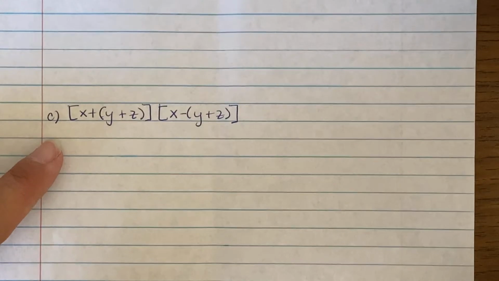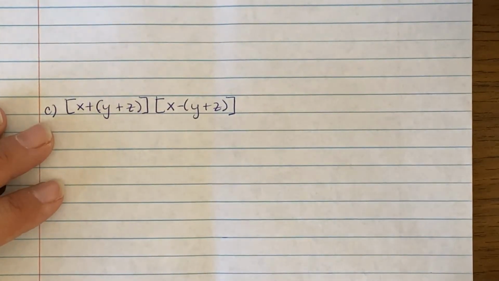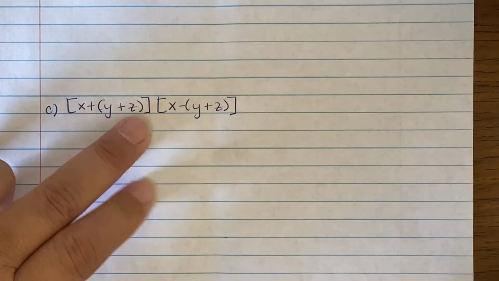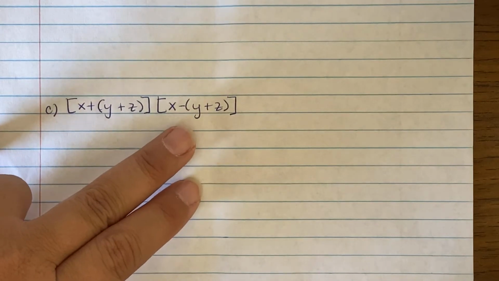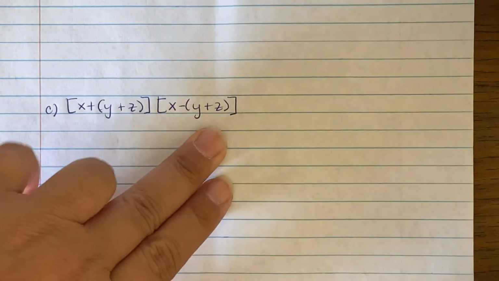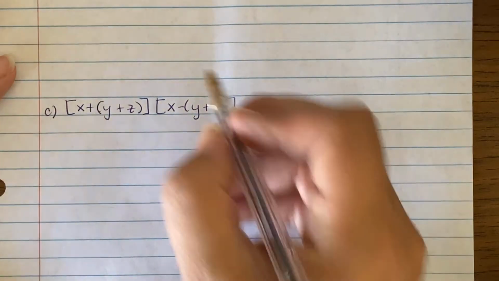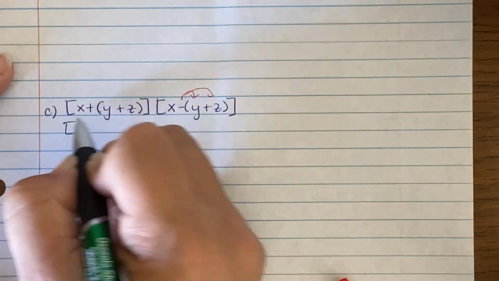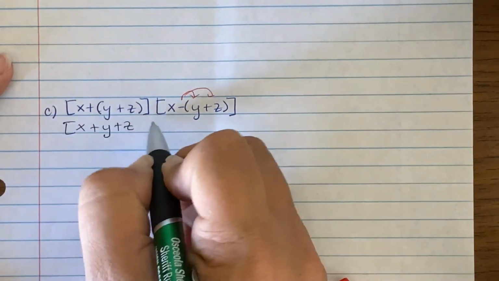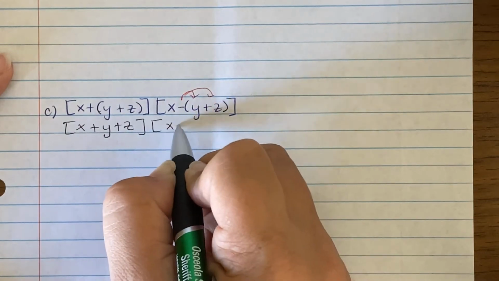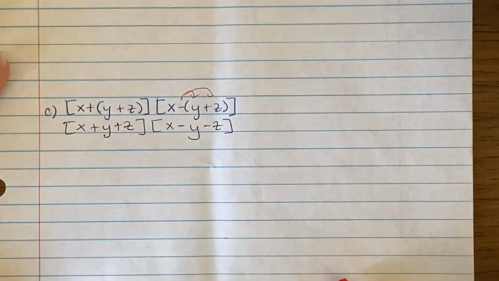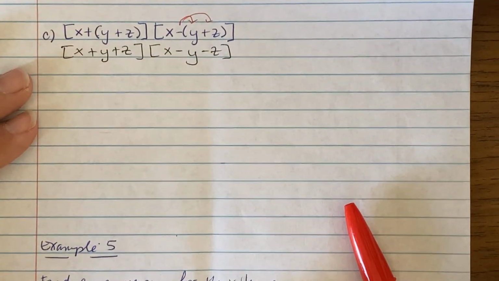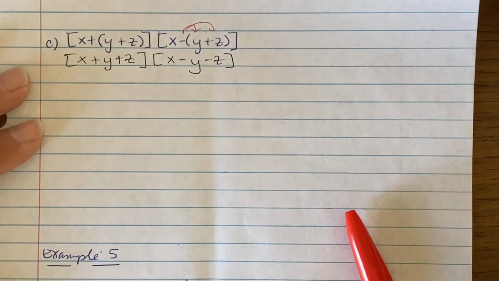If we look at C, on this one, it says [x plus (y plus z)] times [x minus (y plus z)]. Before you can do anything, I would distribute this minus sign into the parentheses, and we rewrite it as (x plus y plus z) times (x minus y minus z). On this one I would not use the formula. I would actually use the box method.